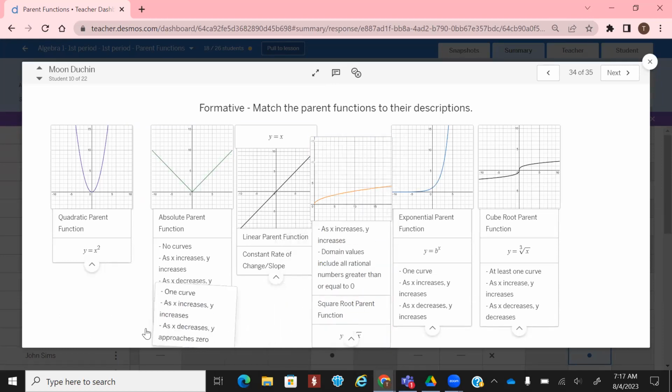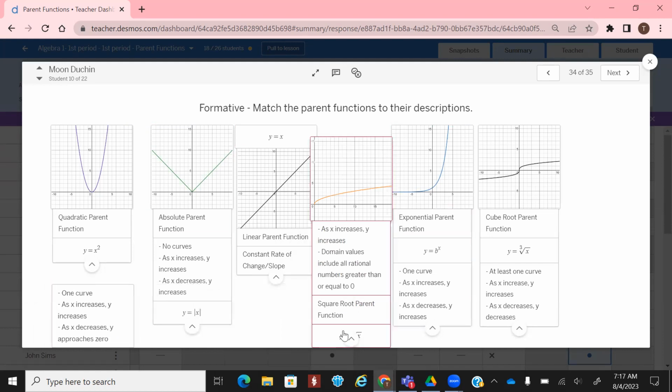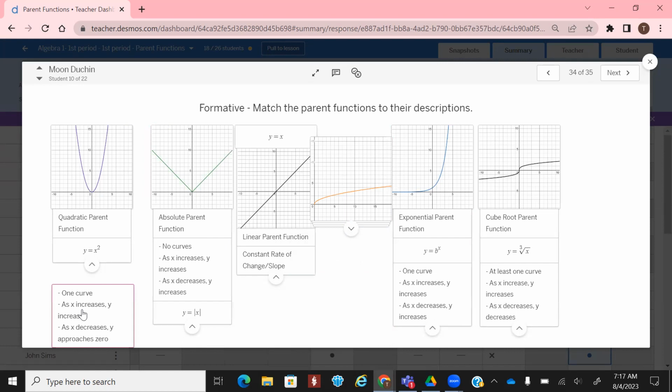I'm going to remove this one. Okay, so the square root is all correct. Now, let's look at this description. It says one curve, okay, and then it says as x increases, y increases. So that's going up on the right-hand side. That works.